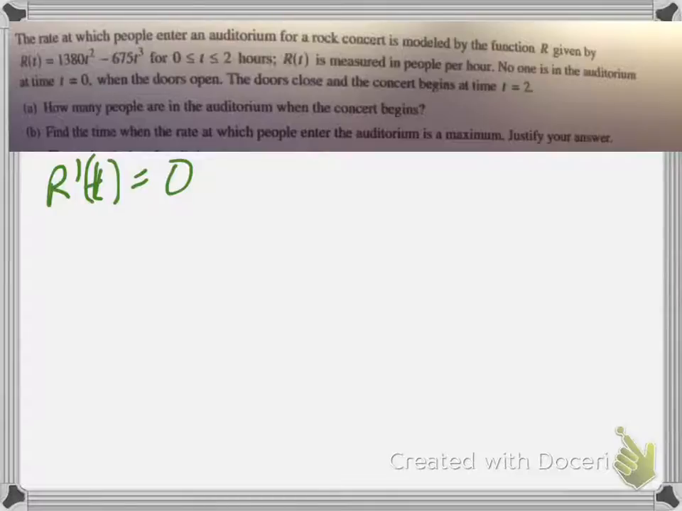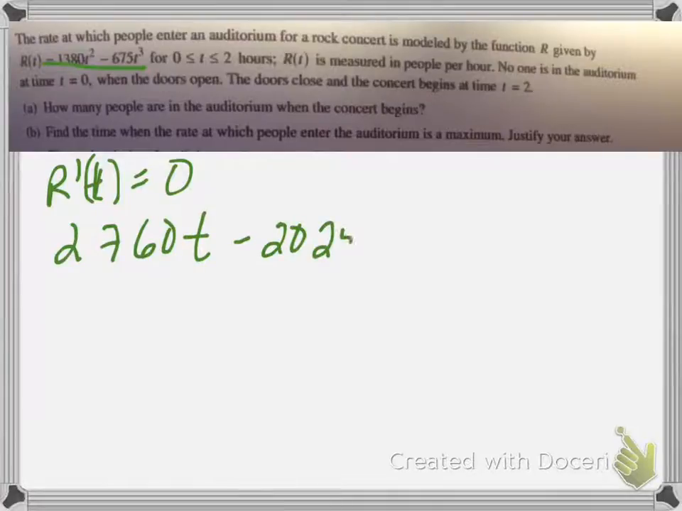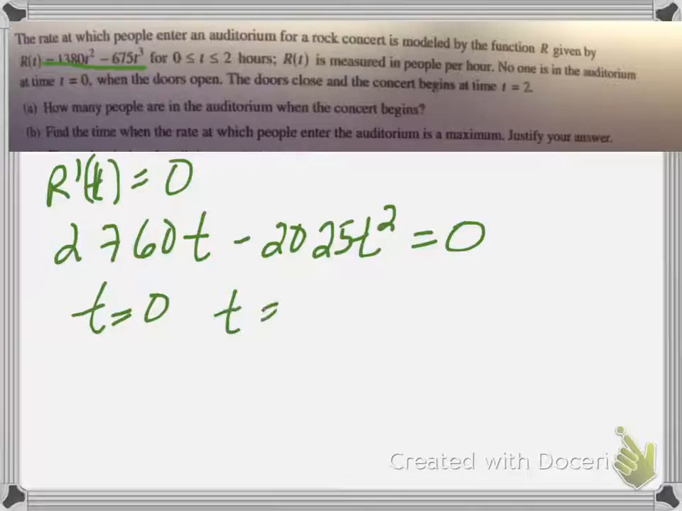So if we look here, that's our function right there, and we're going to take the derivative of that. We're going to get 2,760t minus 2,025t squared. So that's r prime of t, and we want to set that equal to 0. You're going to use your calculator again, and you're going to get that this is true when t equals 0 and t equals 1.36296.